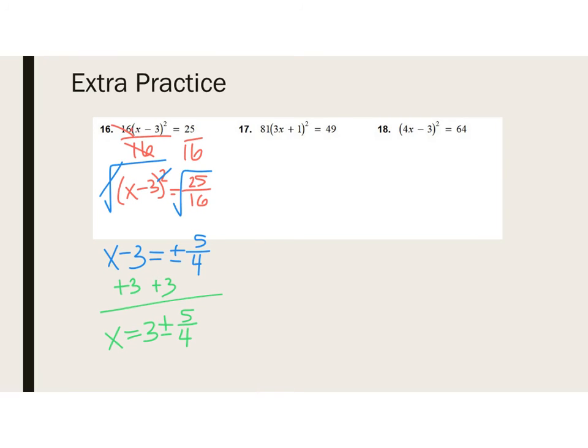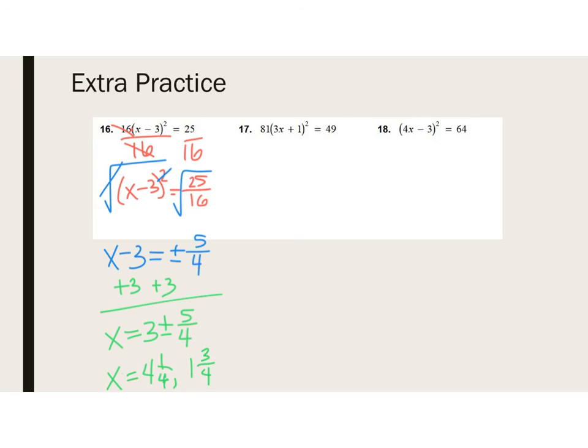5/4 is 1 1/4. So then you're going to do 3 plus 5/4. So that should be 4 1/4. And you can just write it as 4 1/4. And then 3 minus 5/4. So 3 minus 1 is 2, minus another 1/4 should get you to 1 3/4. And you can write them like that. Or you may write them as improper fractions, as 17/4 and 7/4.